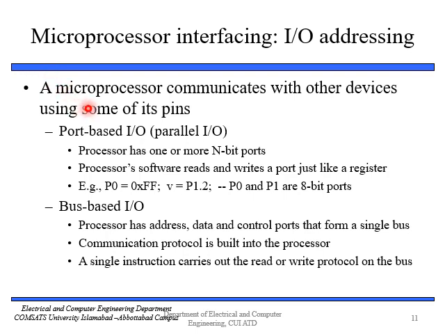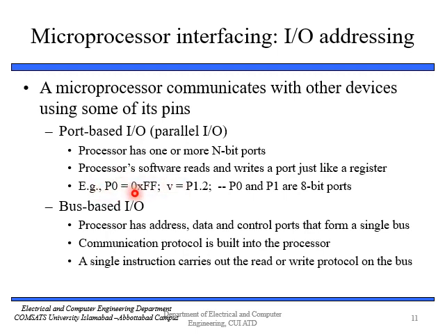There are two methods for using pins to support IOs. Method number one is port based, which we also call parallel input output. The processor has one or more n-bit ports, so a processor can have multiple n-bit ports. The processor's software reads and writes a port just like a register. For example, these are examples of reading and writing on a register.